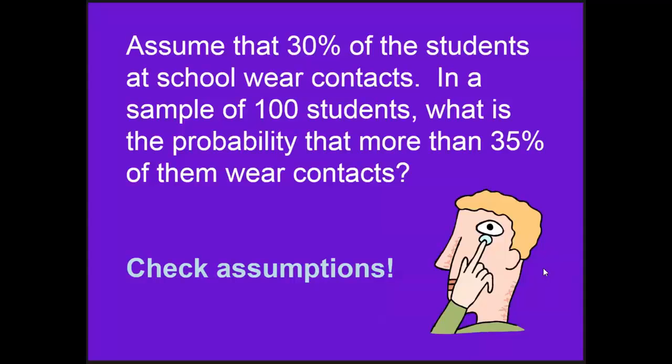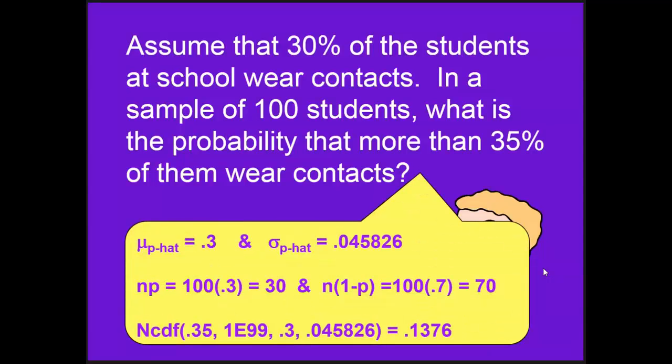Okay, well, let's talk about our assumptions for a second. Do we have a large enough sample size? That'd be 100 times 0.3 and 100 times 0.7, which does work out just fine. What about mean and standard deviation? So I'm kind of getting ahead here. The mean would be 0.3. That's what I expect to see, 30%.